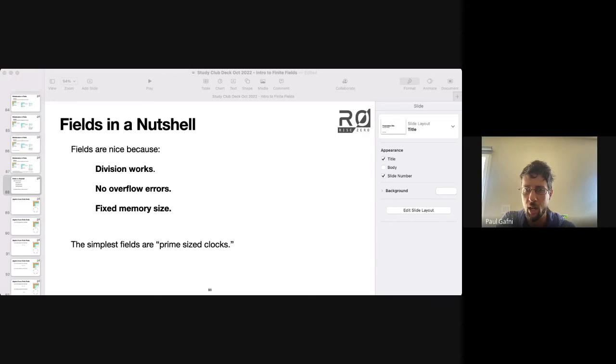Let's see. Is there any difference between finite and Galois fields? Yes. I'm not going to discuss Galois fields here. We are going to discuss a little bit about field extensions towards the end, and Galois fields are, yeah, out of scope, I think, for the initial intro.